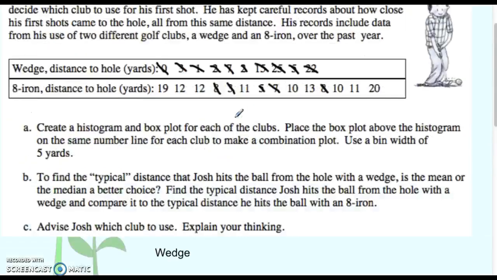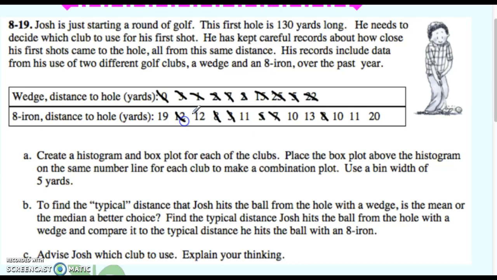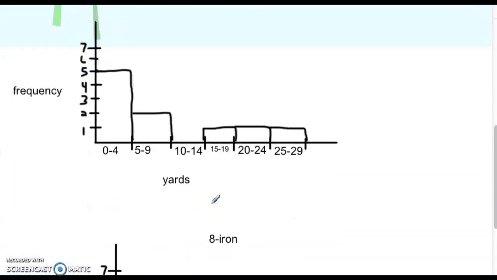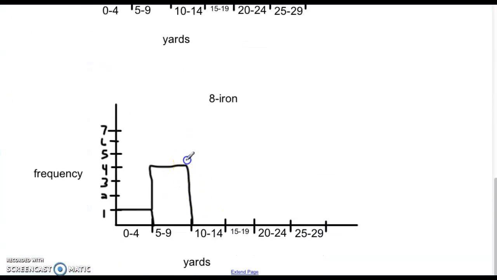Then between 10 and 14, I have 1, 2, 3, 4, 5, 6, 7. I'm going to go down to my histogram, and then I'm going to go up to 7 for between 10 and 14.